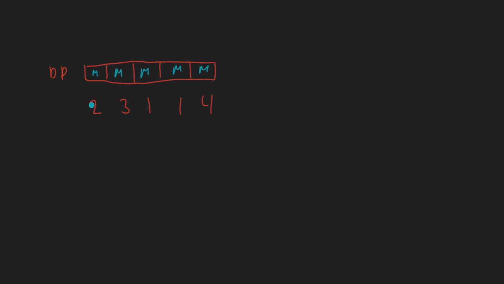For each position, we update how many jumps it takes to reach that point. Let's start with the first one. How many steps does it take to come to this point? It takes 0, since we are not making any jumps, so we can right away update this value to 0. It takes 0 steps to reach index 0.